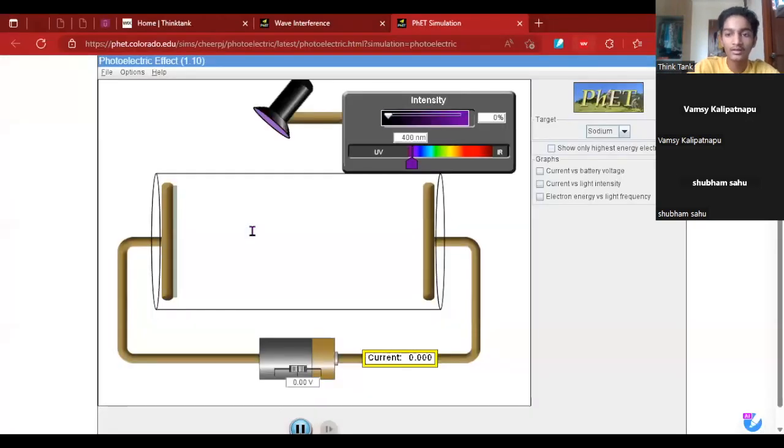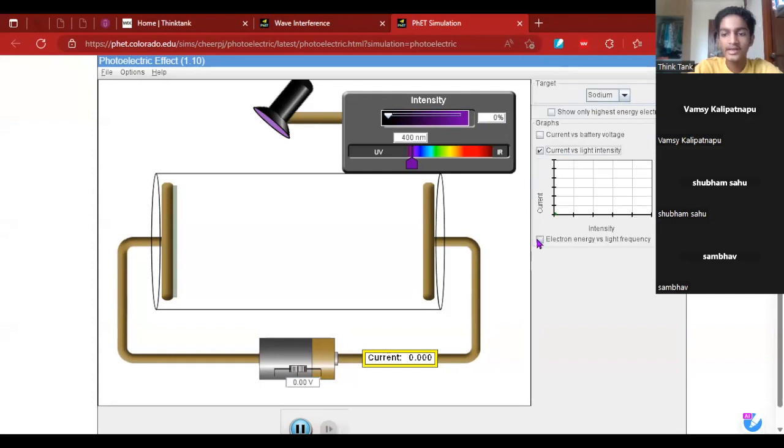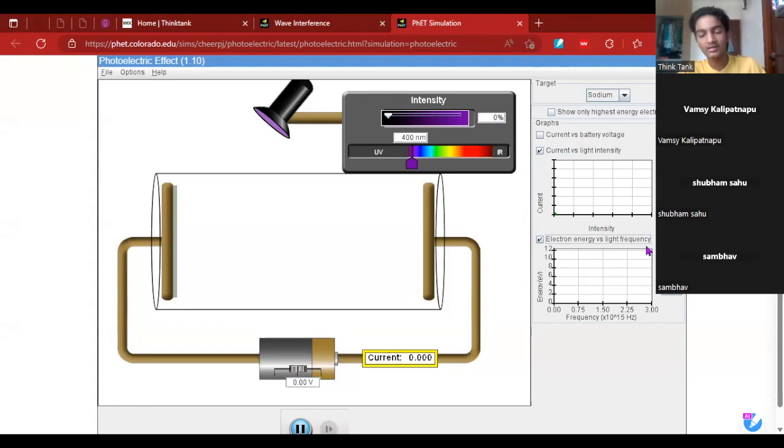This is the apparatus for the photoelectric effect, kind of like an experiment in this case. We are using sodium as our metal, though we can use other metals as well. We'll show current versus light intensity and electron energy versus light frequency, because the frequency determines the amount of energy in a photon. When a photon hits an electron, the electron gains energy, right? Conservation of energy, or momentum for that matter.